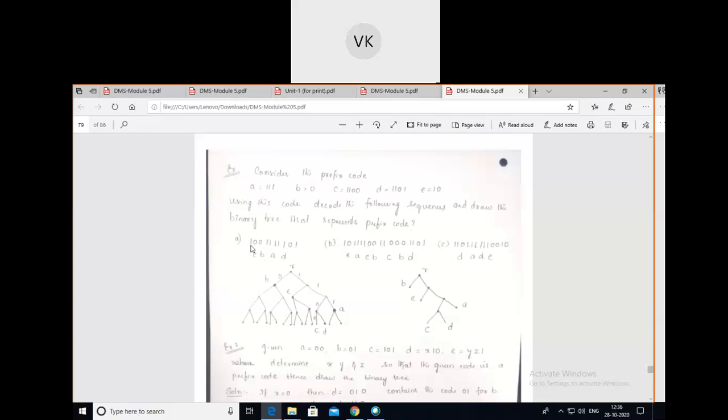Any confusion in this one? How to decode the message? This is the given thing here. How to decode this one?